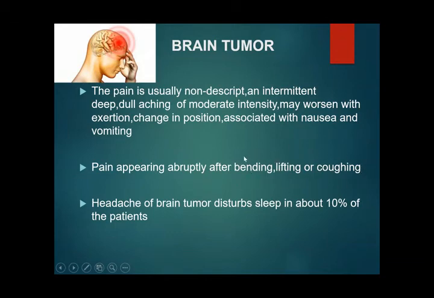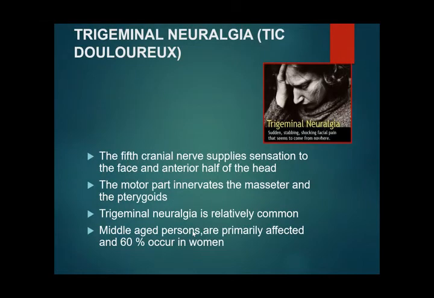It is characterized by excruciating paroxysms of pain. Now remember, these are paroxysms of pain. These are electric shock-like sensations or pain which is occurring in the lips, gums, cheek, chin, and very rarely in the ophthalmic division. The second and third division of the fifth cranial nerve is mostly involved in trigeminal neuralgia, and the first division, that is the ophthalmic division, is rarely involved.